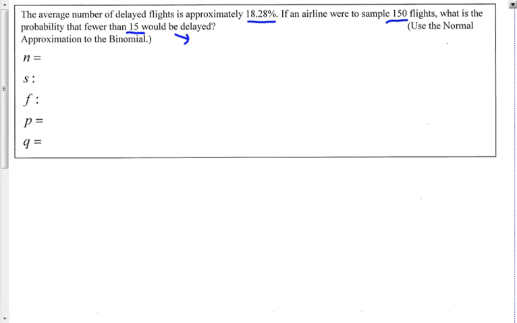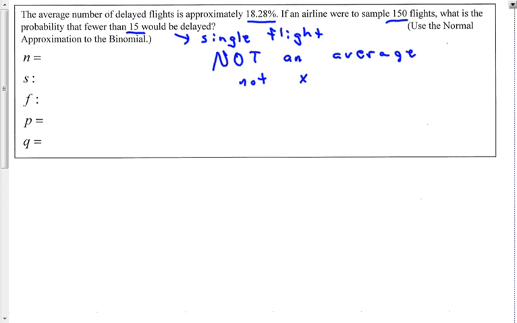And notice this is single flights, a flight. Not an average. In other words, it is not the sampling distribution. So that's important to note as you're looking at these. You are approximating the binomial. And the binomial has those certain requirements.